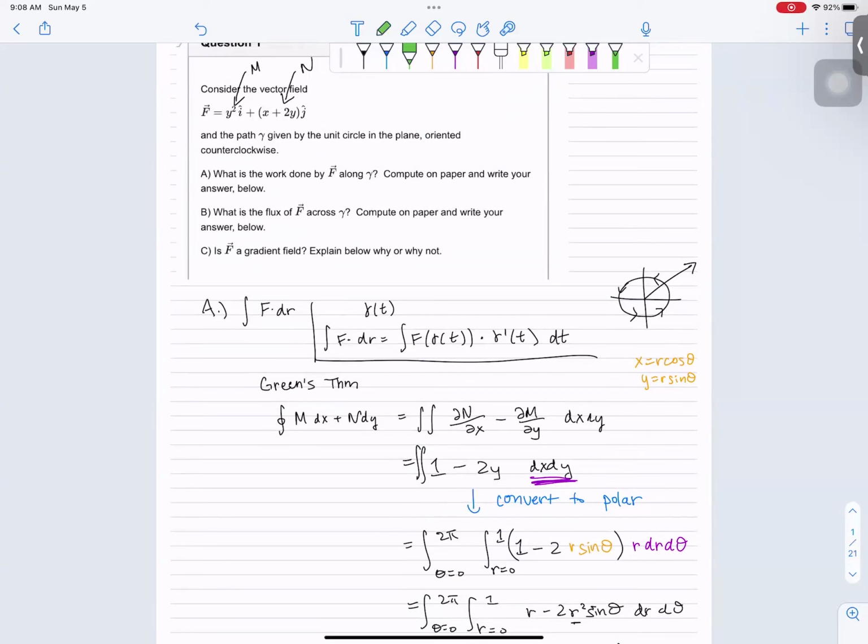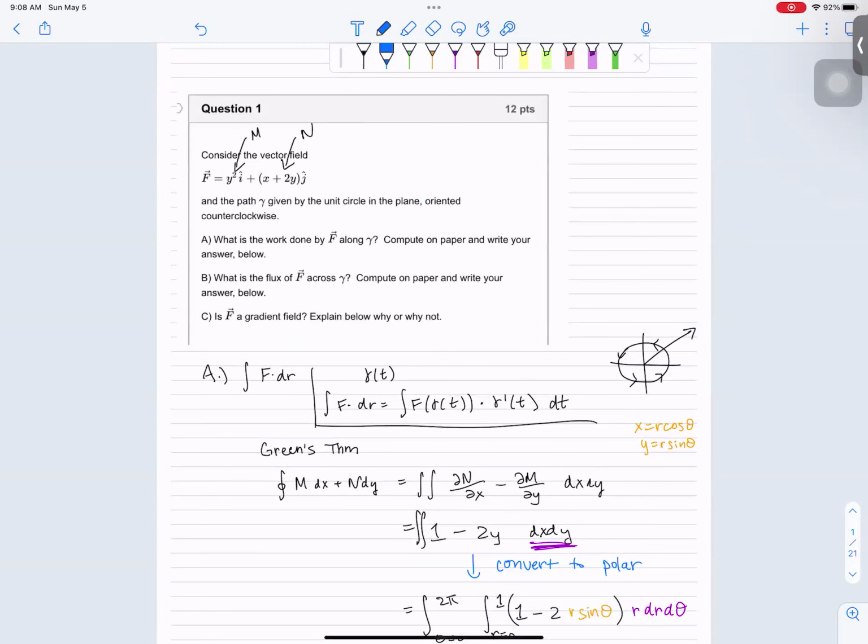Yeah. And also on the quiz, some of them were squares, and they gave you each of the segments. That's also a clue that you should use Green's theorem, because otherwise you would have to parameterize it 4 separate times. You would have to do the integral over this line, plus the integral over this line, plus the integral over this line, and so on. And that's a lot of work.